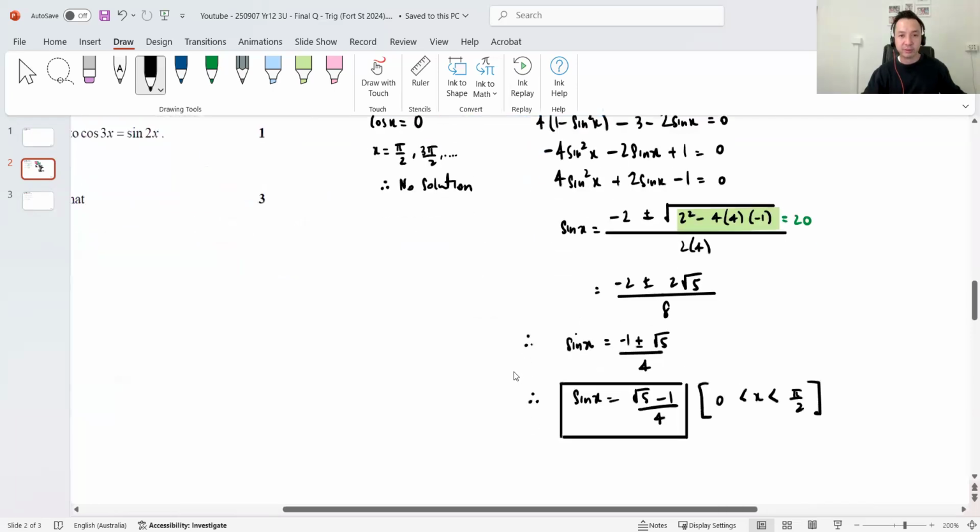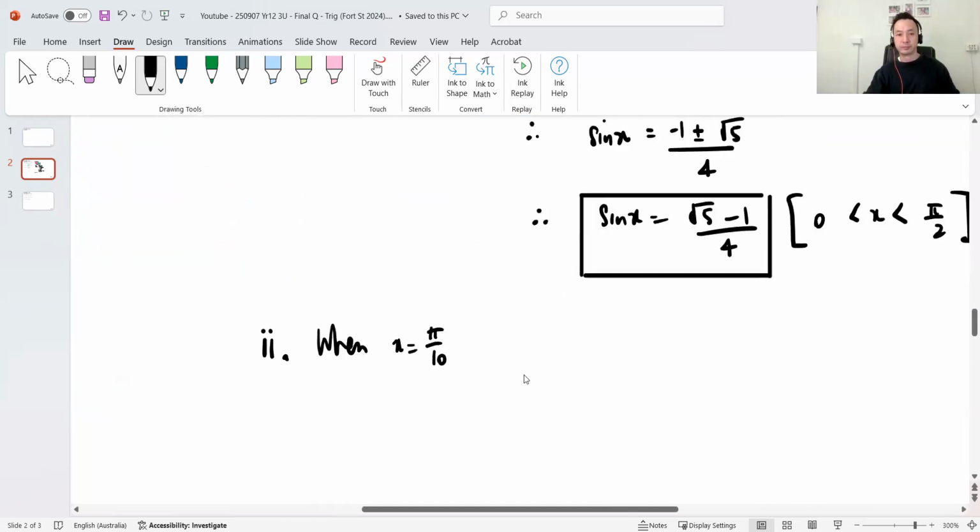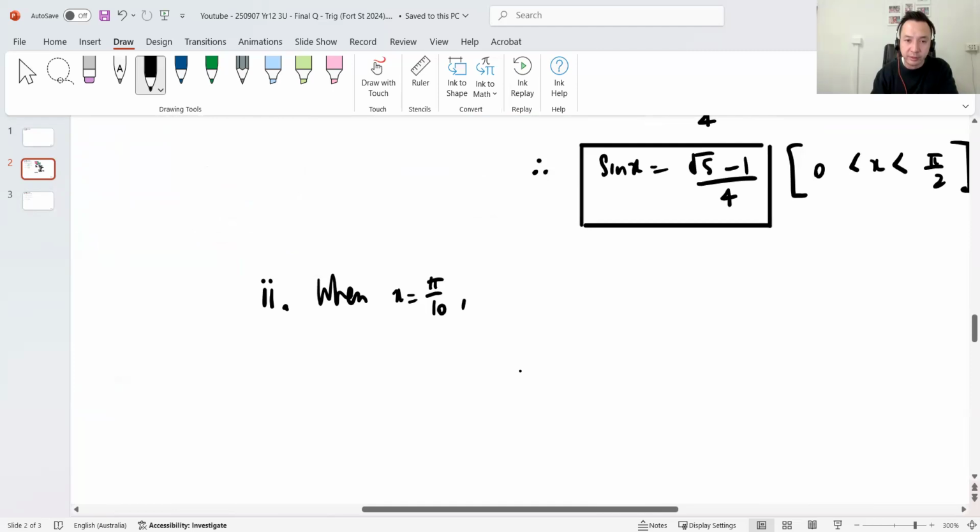So I'm going to go, let's have a look. So part 2, when x equals pi on 10. Yeah. So then left-hand side equals cos 3x, which equals cos 3 pi on 10.